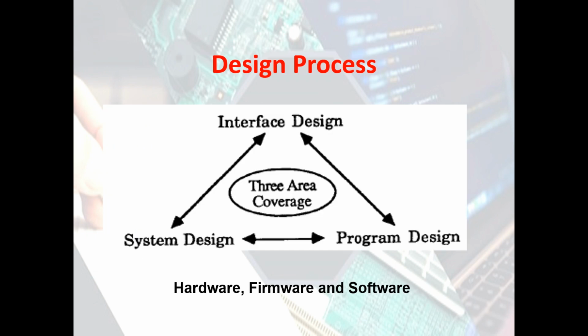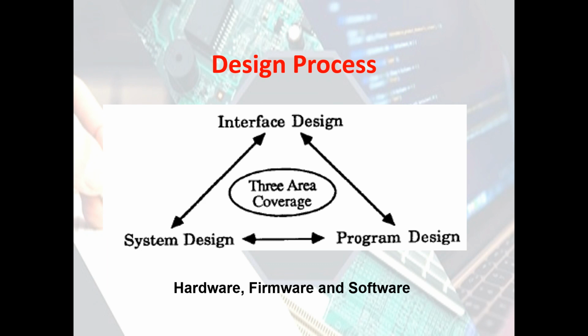So let's now discuss the design process. The design process in computing encompasses three key stages: system design, interface design, and program design. System design involves defining the overall architecture and structure of the entire system, outlining its components and their interactions. Interface design focuses on creating user-friendly interactions, designing the layout and functionality of interfaces to ensure a seamless user experience.